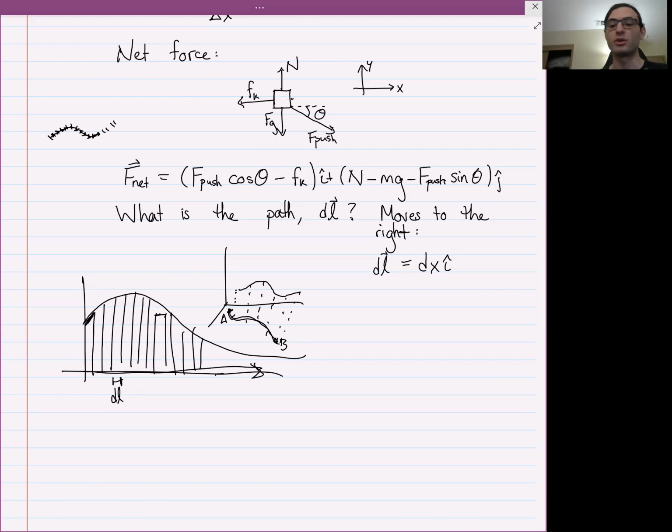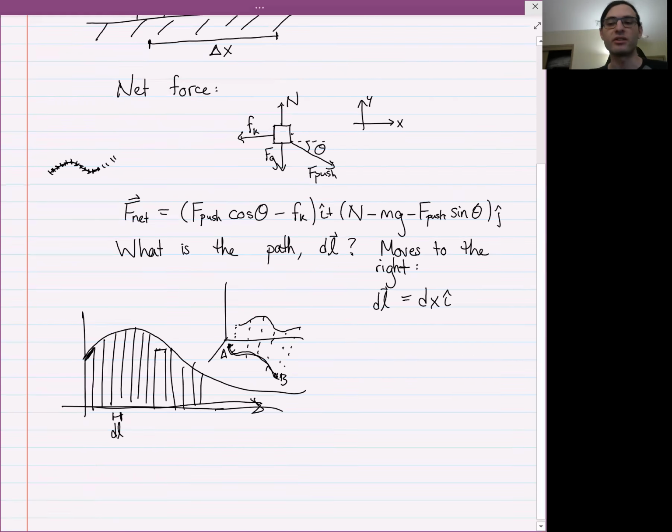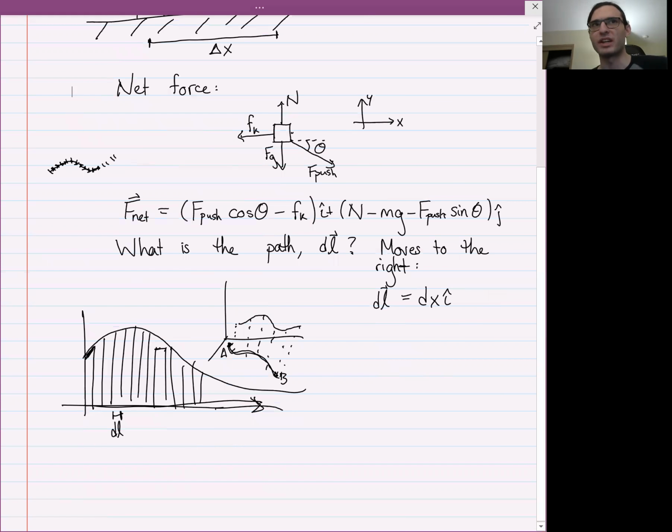So sometimes you will parameterize, i.e. you will just label how you move, how you add up along the path. You'll call it dx, especially if you're moving along the x-axis like we are in this case. But in more complicated cases, sometimes you won't have a single coordinate direction to go in. So you'll just call your individual little steps dl.